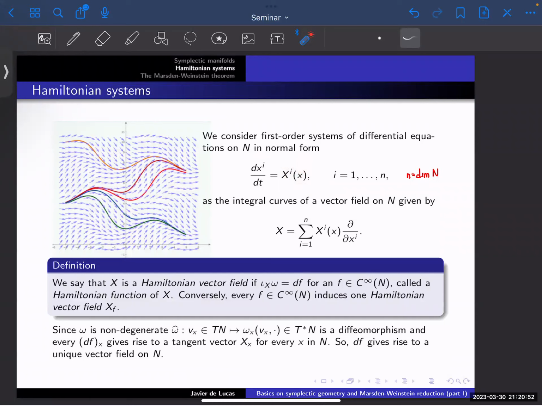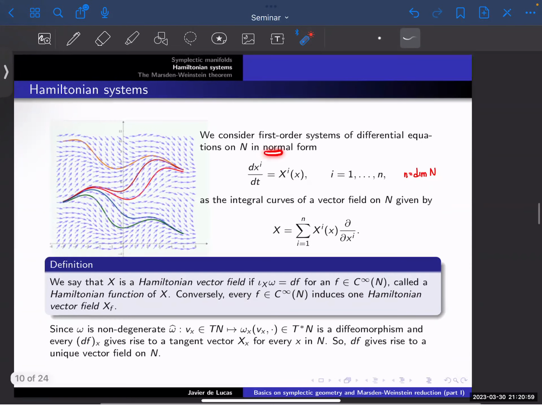When you have a system of first-order differential equations in this form, it is said that it's in normal form. Normal means that the derivatives of the variables here can be written as a function of something that depends only on the point of the manifold. There are other sorts of differential equations where this cannot be ensured. For example, one example would be a differential equation of this sort.